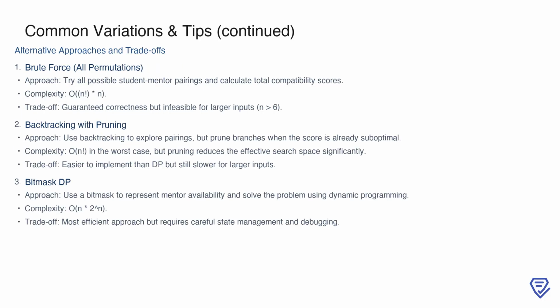There are several approaches to solving this problem, each with its own trade-offs. The brute force method involves trying all possible student-mentor pairings and calculating the total compatibility scores. While it guarantees correctness, its complexity of n factorial makes it impractical for larger inputs. A more efficient approach is backtracking with pruning, where you explore pairings but prune branches when the score is already suboptimal. This reduces the effective search space significantly, though the worst-case complexity remains n factorial.